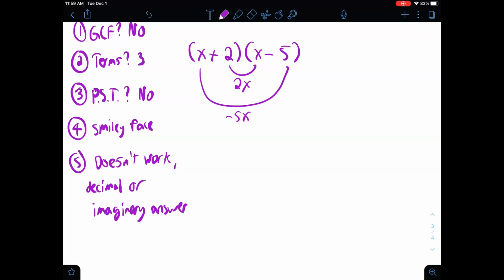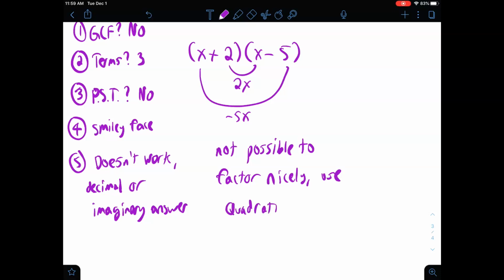So there's always 2 roots, or 2 things that you get when you factor, but this one you have to use the quadratic formula. So it's not possible to factor nicely. That basically means there are no numbers that are going to come out nicely, like whole numbers. So you have to use, which we'll talk about later, the quadratic formula.